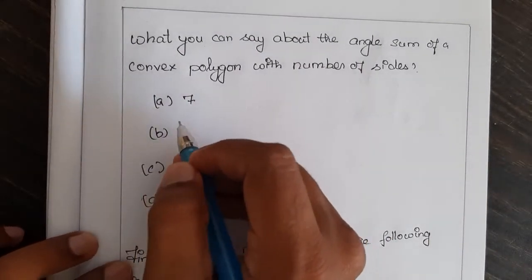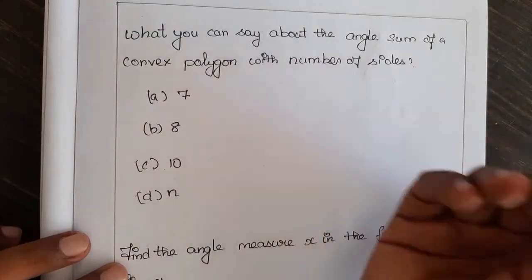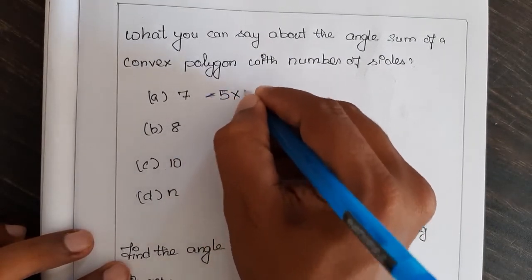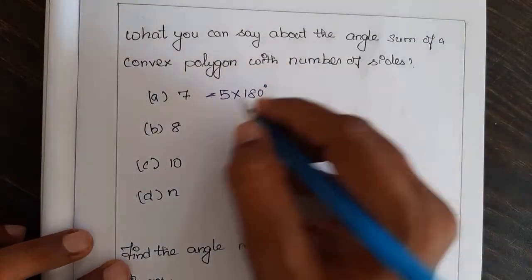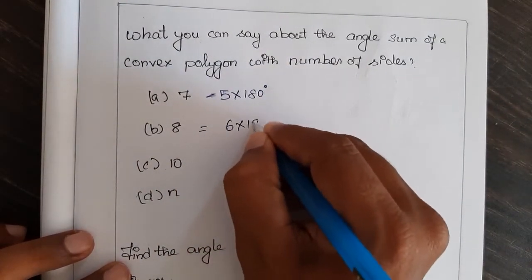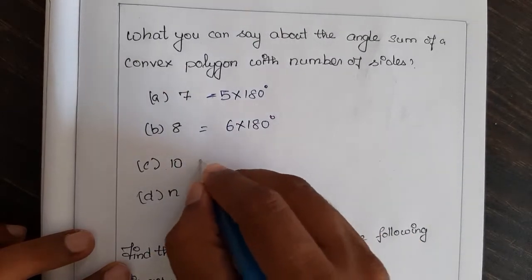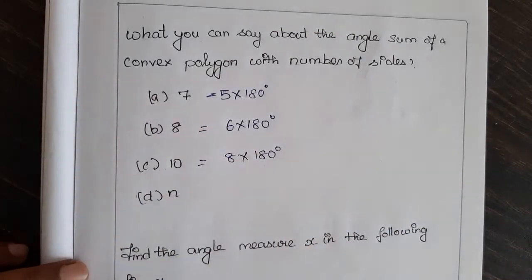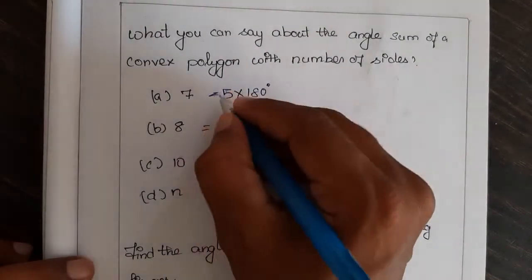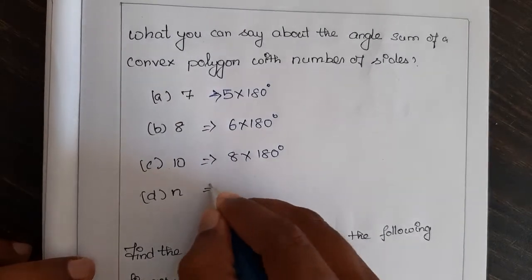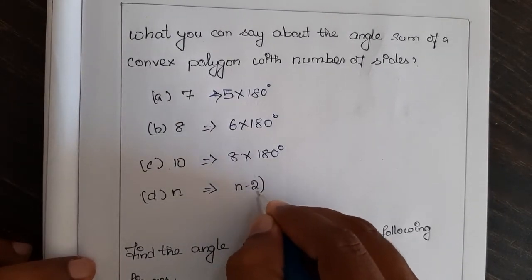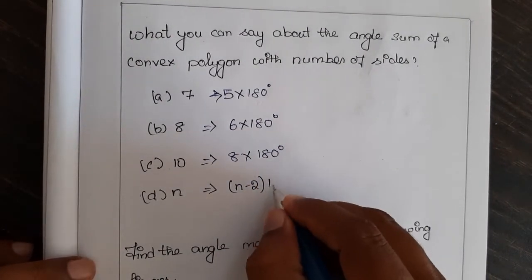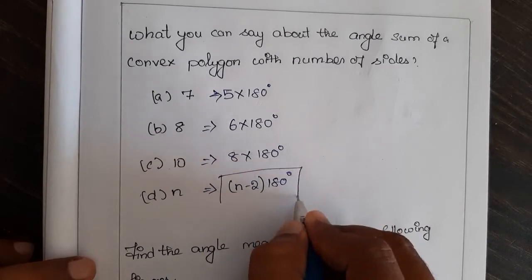Number of sides is given. 7 is given. So 7 less 2 is 5, and it will be 5 into 180, right? And 8 means less 2 is 6, 6 into 180. 10 means less 2 is 8, 8 into 180, right? And what about n? For n, we can say it as n minus 2, right? n can be any number of sides, given as a variable. So (n minus 2) into 180. This is a general form for any number of sides.